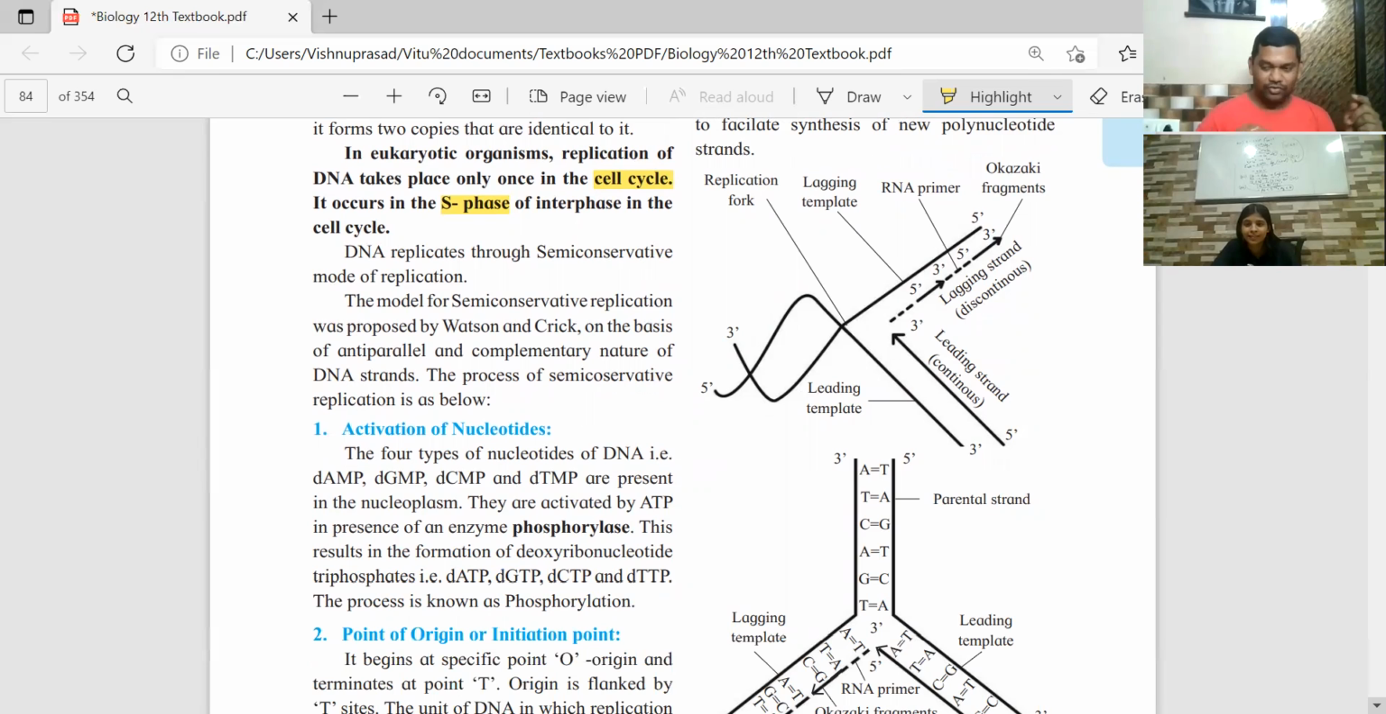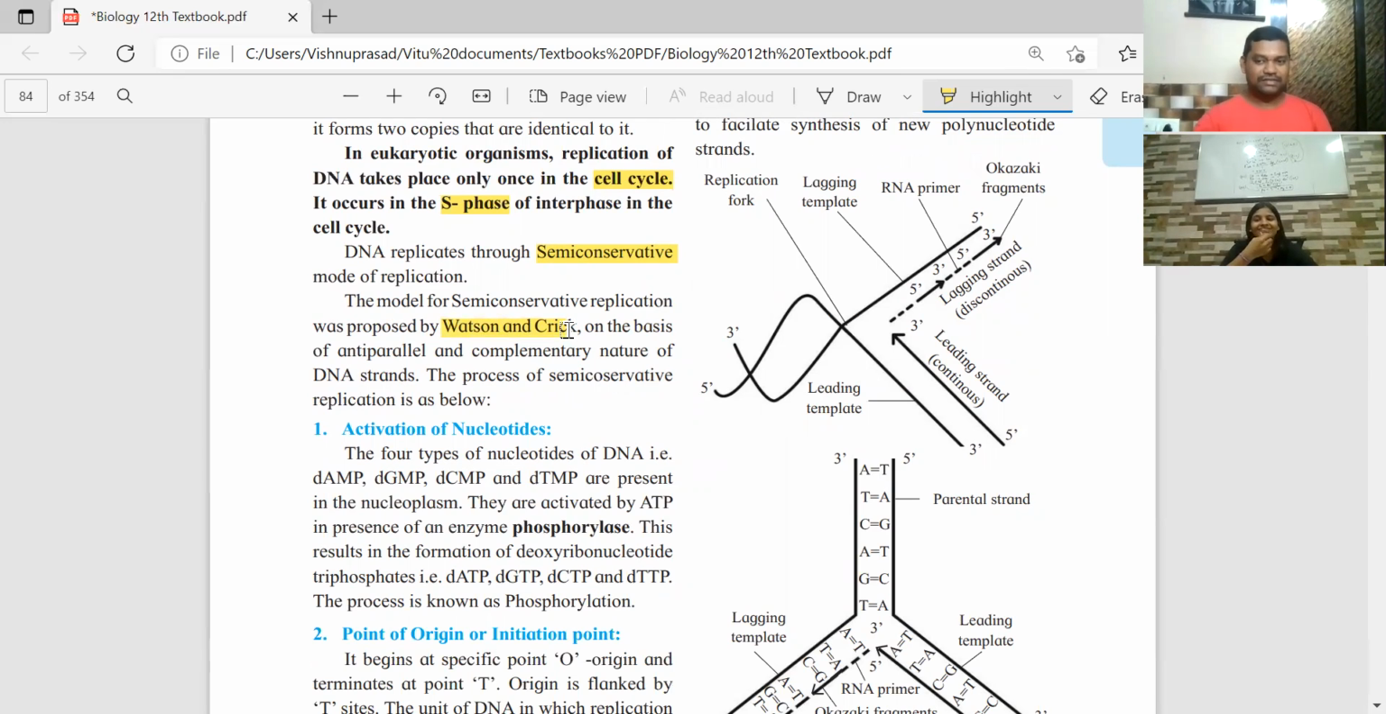DNA replication is said to be a semi-conservative method of replication. We will come to this point once again after you learn the entire process. Just remember this word, semi-conservative. This model of how the semi-conservative replication takes place was proposed by Watson and Crick, of course.